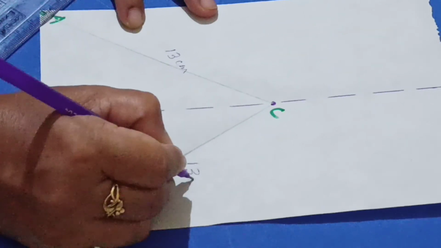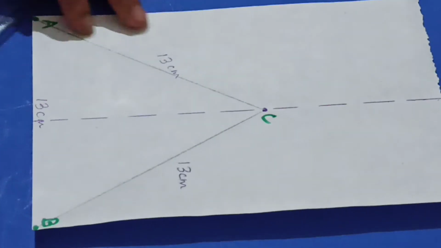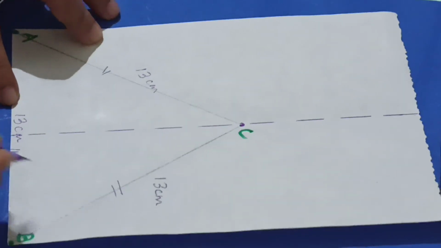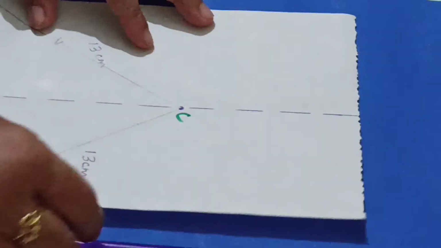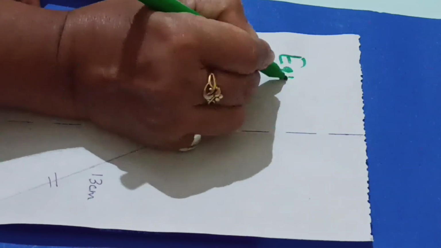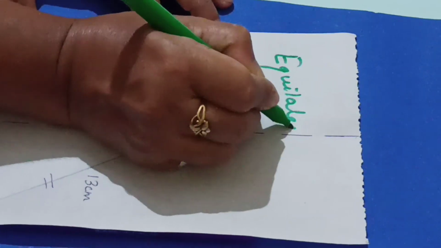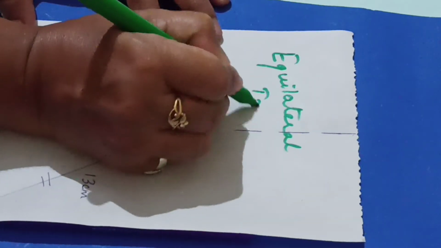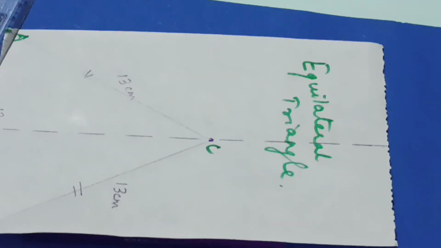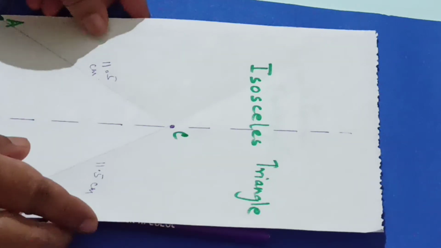Now without measuring, I'm getting an equilateral triangle. This is an equilateral triangle. Okay. Now we got an isosceles triangle and an equilateral triangle.